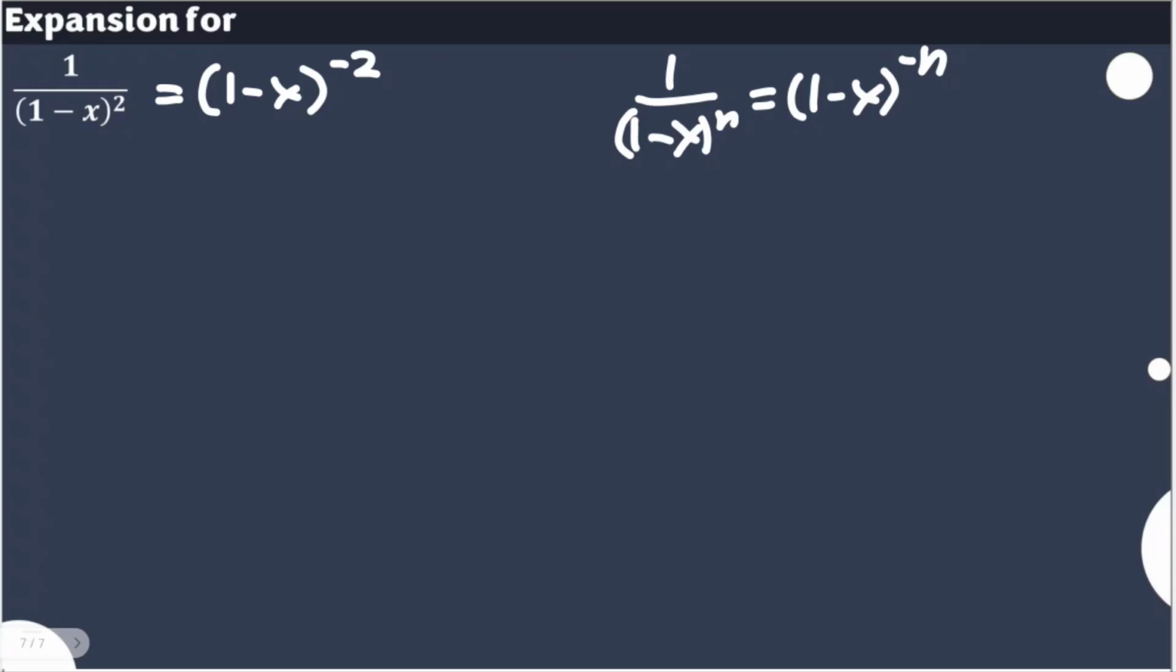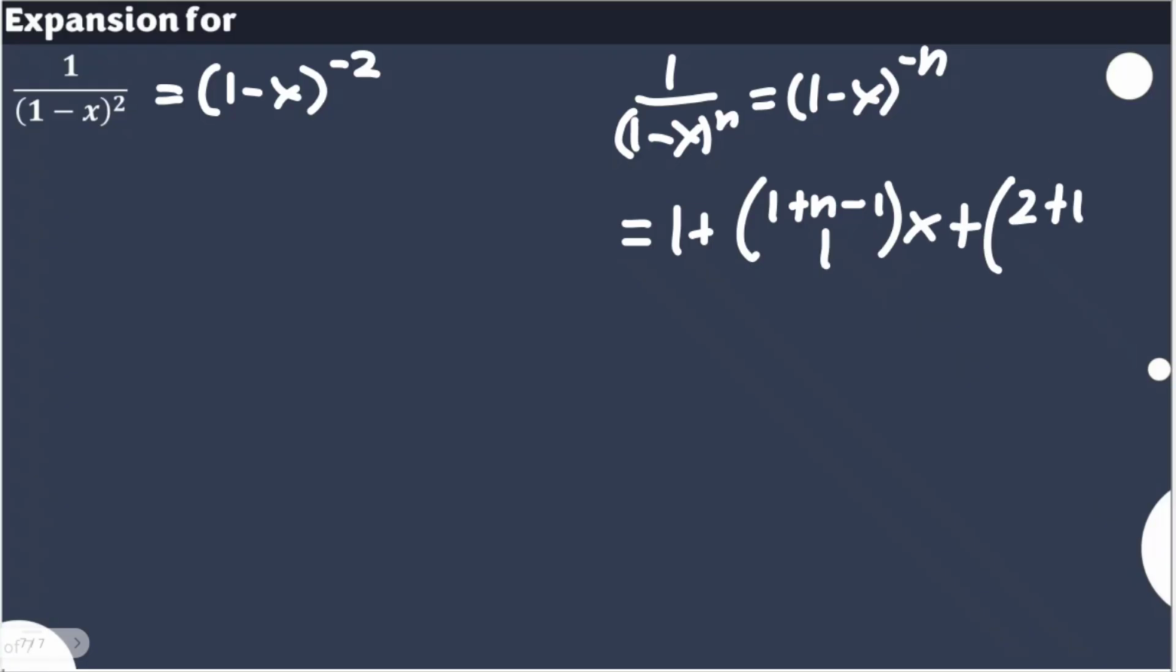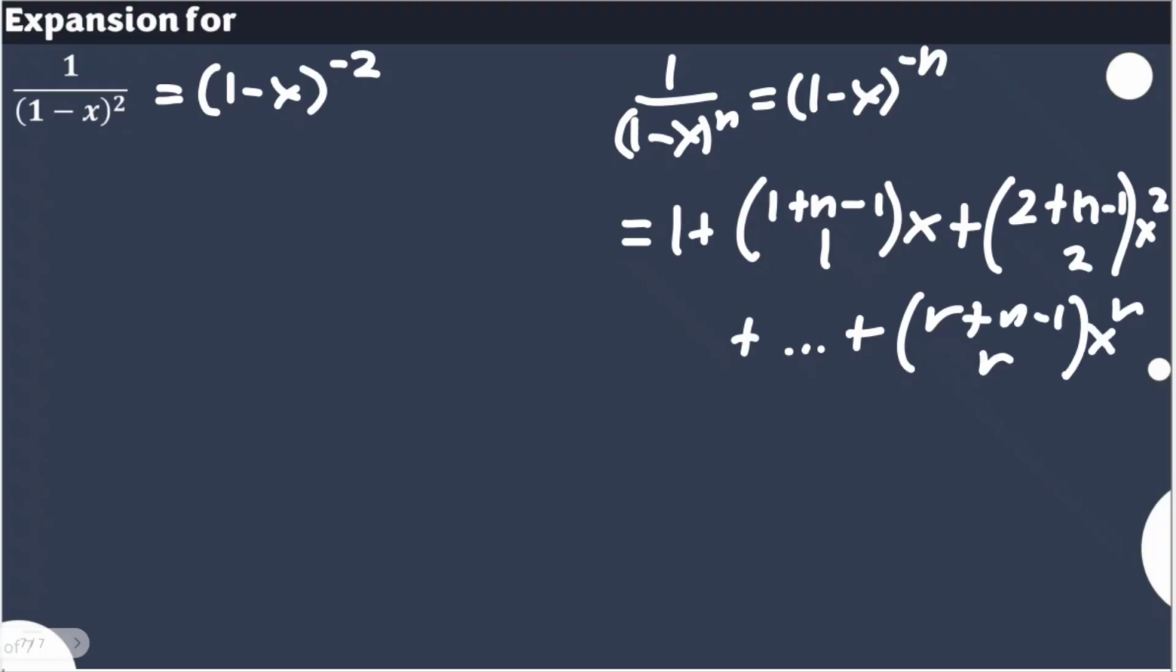Previously, this is its equivalence. We have here 1 plus n minus 1 combination 1 x plus, you'll have 2 plus n minus 1 combination 2 times x squared. Sorry, there is x squared there, so let me rewrite this one. Plus, until you have here r plus n minus 1 combination r x to the power of r.